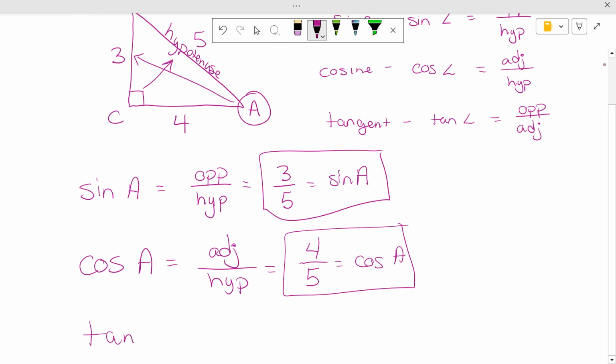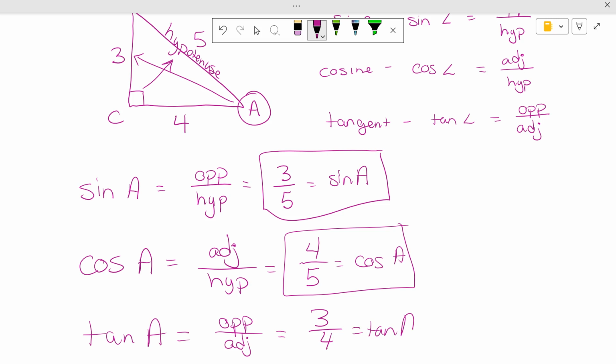Finally, we have the tangent of angle A, which is the opposite side over the adjacent side. What's opposite of angle A? 3. And adjacent, 4. 3 over 4. So that's the tangent of angle A. Those are the trig relationships for that triangle when we're talking about angle A.